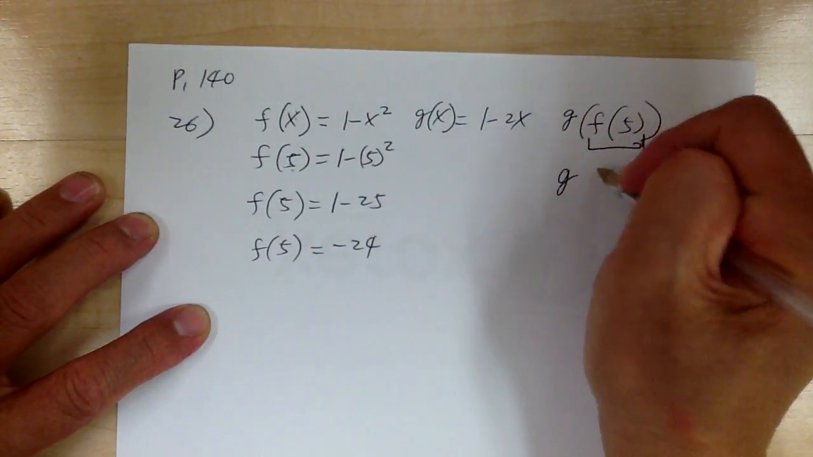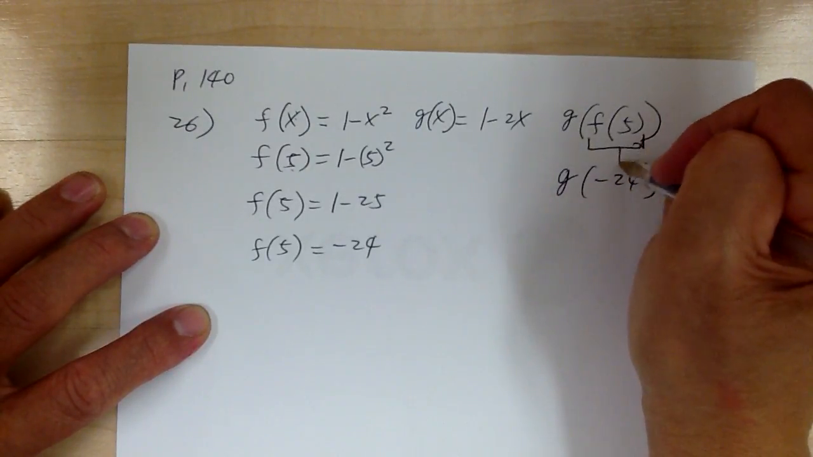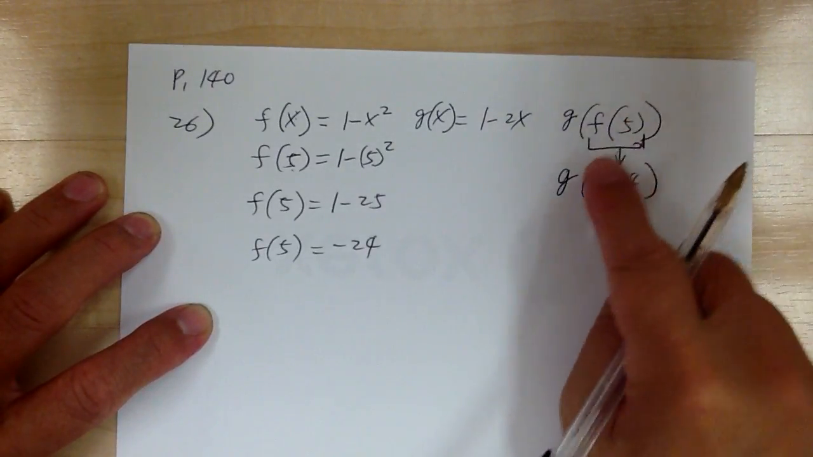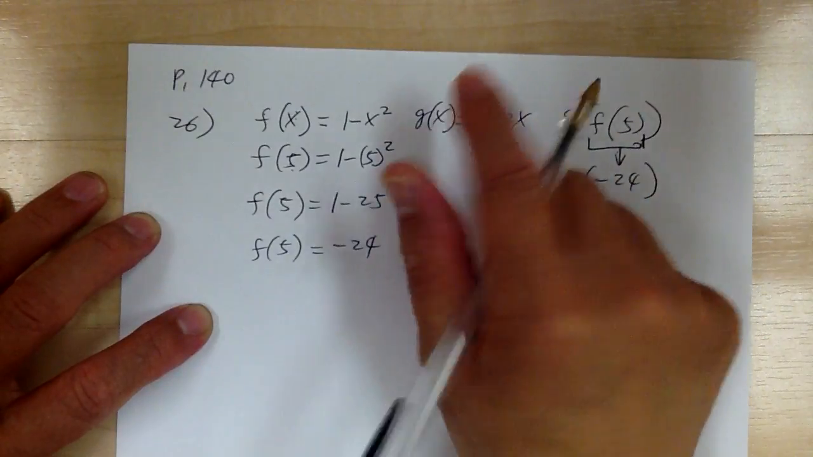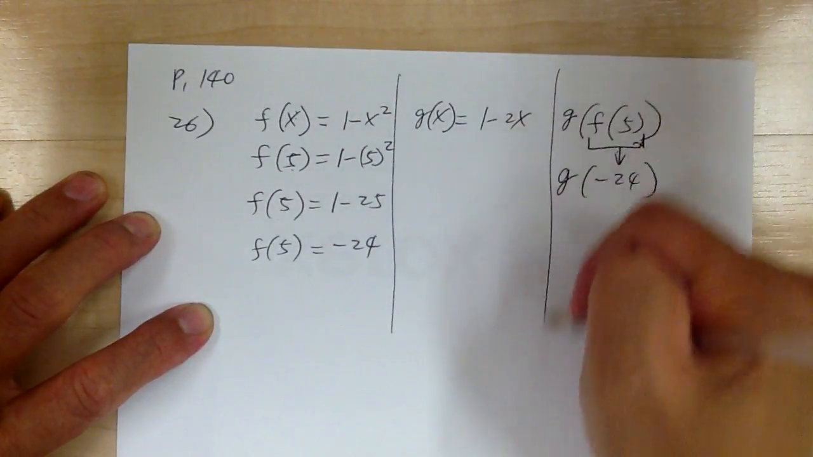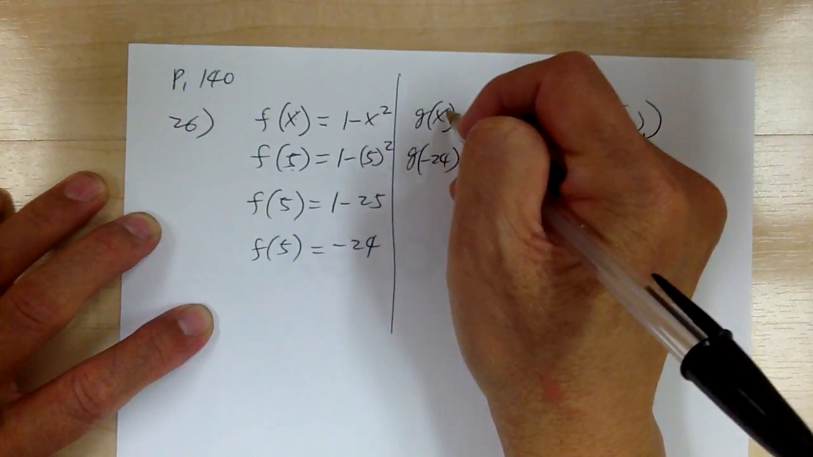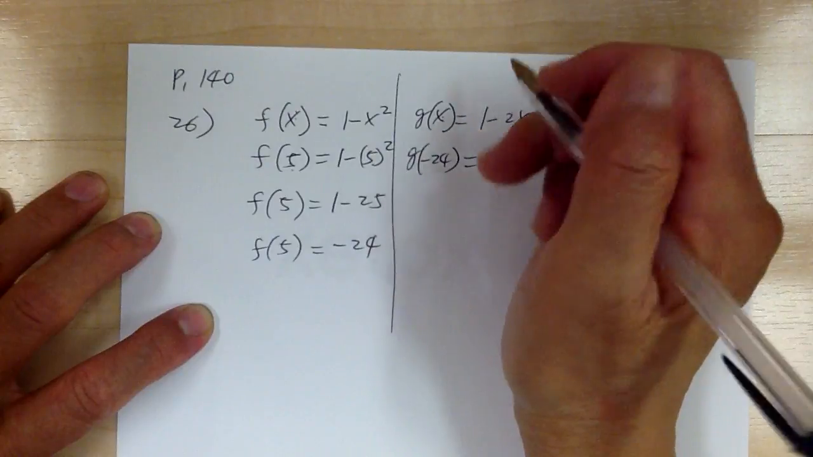So this becomes g of negative 24. Okay? So again, that's what that's equal to. F of 5 is negative 24. Now it becomes g of negative 24. Now to find g of negative 24, you come over here. Okay? So you're going to get g of negative 24. That means you want to substitute to make x into negative 24.